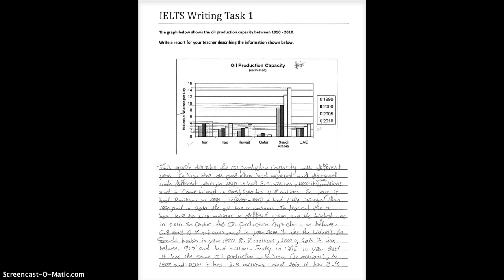Okay, I would also, when you structure your writing around the main feature, you could then talk about Saudi Arabia, as this is the one that has the largest oil production capacity. And then you could group together UAE, Kuwait, Iraq, and Iran and talk about them all together. All of them have generally increased around 2 million barrels per day over the 20-year period. So you could talk about that.